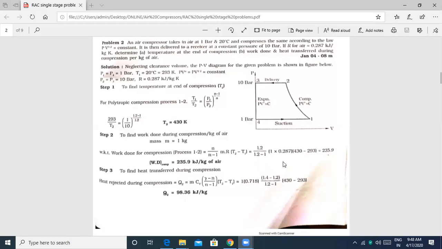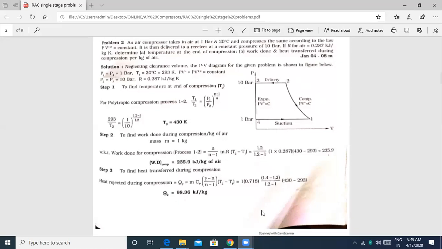And all the units you have to express in kilo units. Don't express in bar or Pascal. Always express the units in kilo, or kilo, Kelvin, like that. Then only you'll get the correct answer. So the work done is 235.9 kilojoules per kg of air, because we are considering the mass as 1 kg. So this is how much work is done in the case of a single stage reciprocating air compressor.